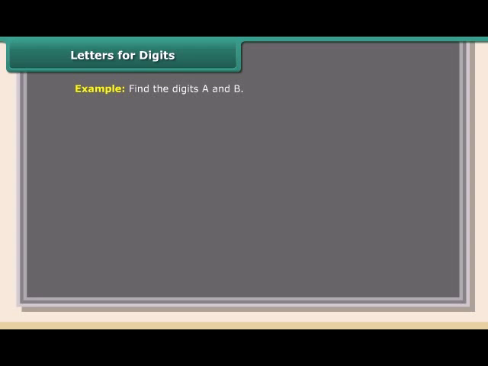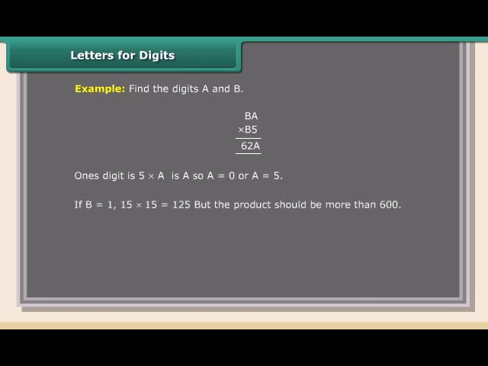Example. Find the digits A and B. BA into B5 is equal to 62A. The ones digit of 5 into A is A, so A is equal to 0 or A is equal to 5. If B is equal to 1, 15 into 15 is equal to 225, but the product should be more than 600. If B is equal to 2, 25 into 25 is equal to 625. So A is equal to 5 and B is equal to 2.